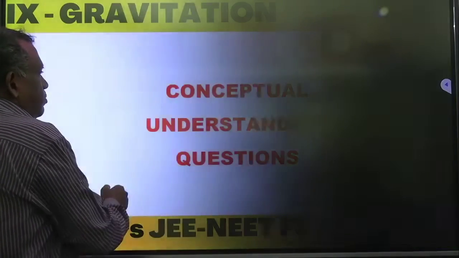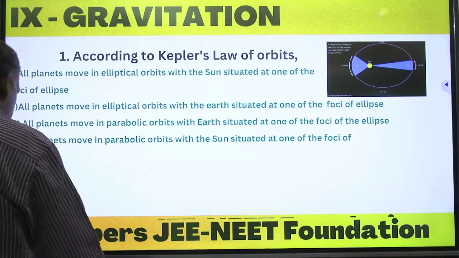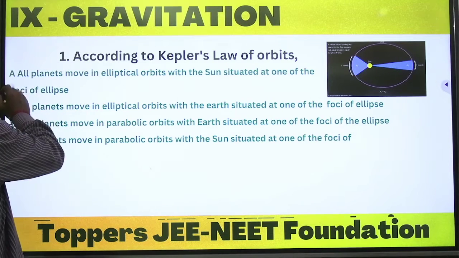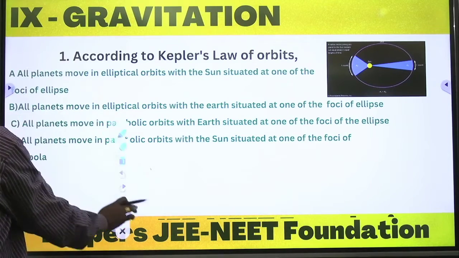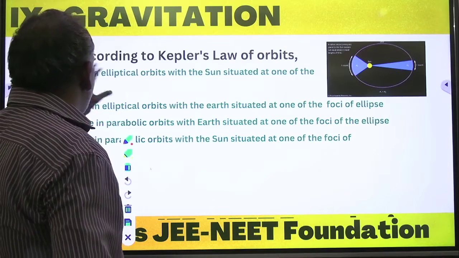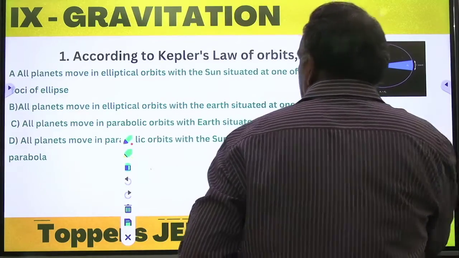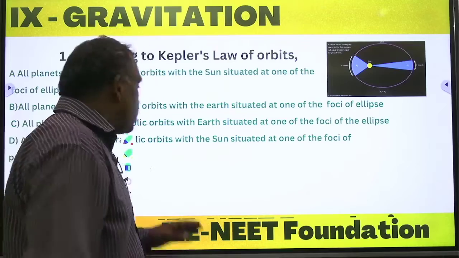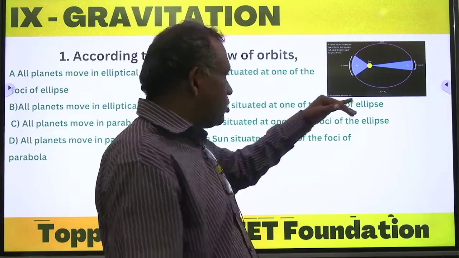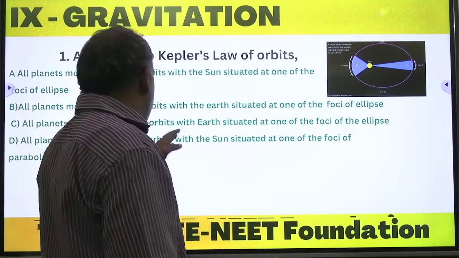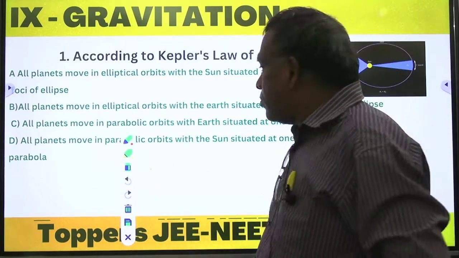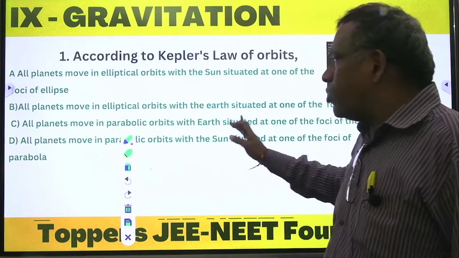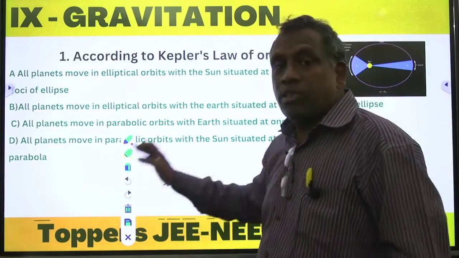The first question: according to Kepler's law of orbits, option A, all the planets move in elliptical orbits with the sun situated at one of the foci of an ellipse. Option B, all planets move in elliptical orbits with the earth situated at one of the foci of an ellipse. Option C, planets move in parabolic path with the earth situated at one of the foci of the ellipse. Option D, all planets move in parabolic orbits with the sun situated at one of the foci of the parabola.